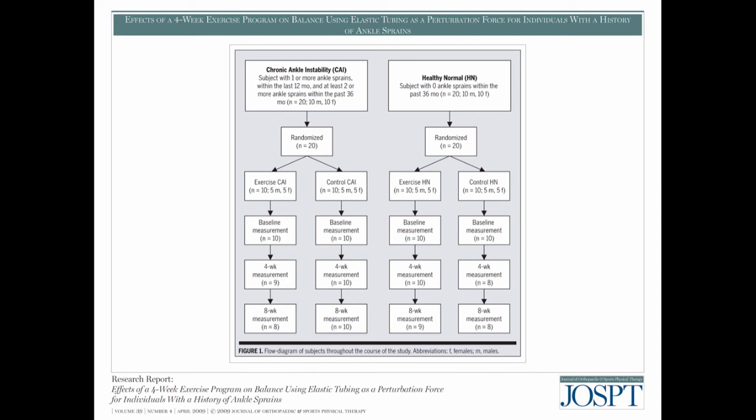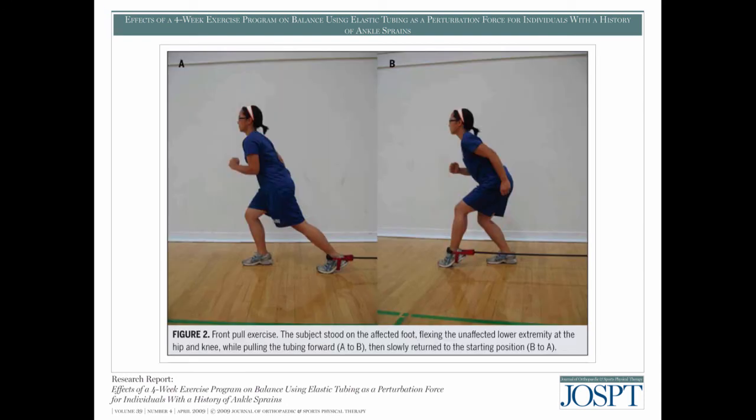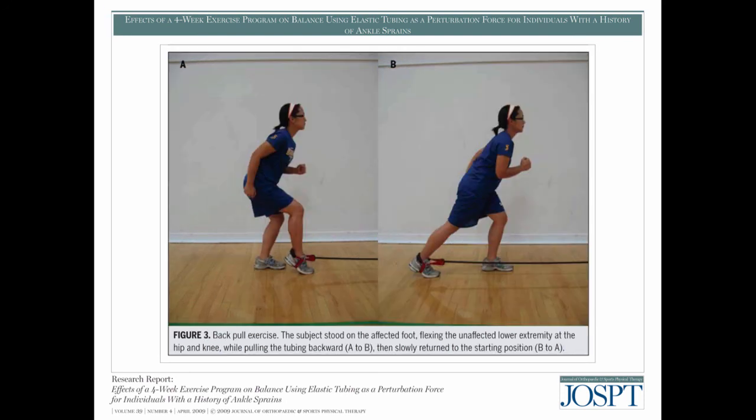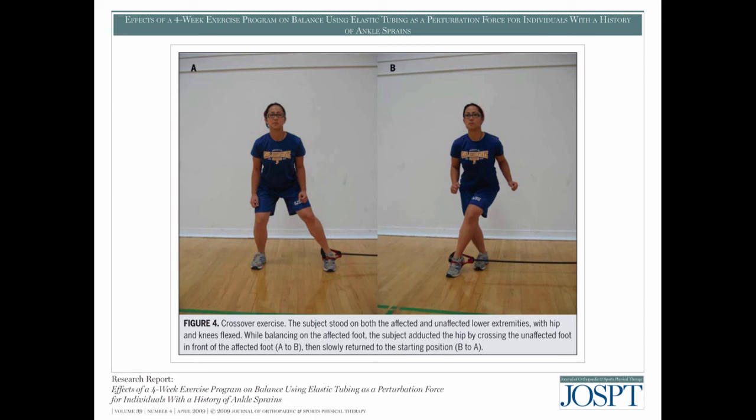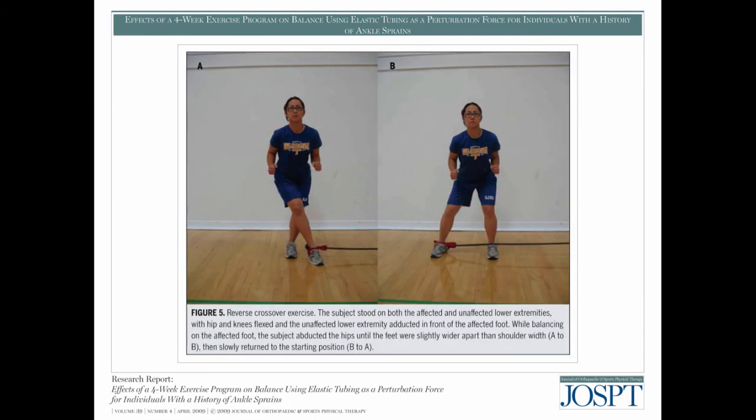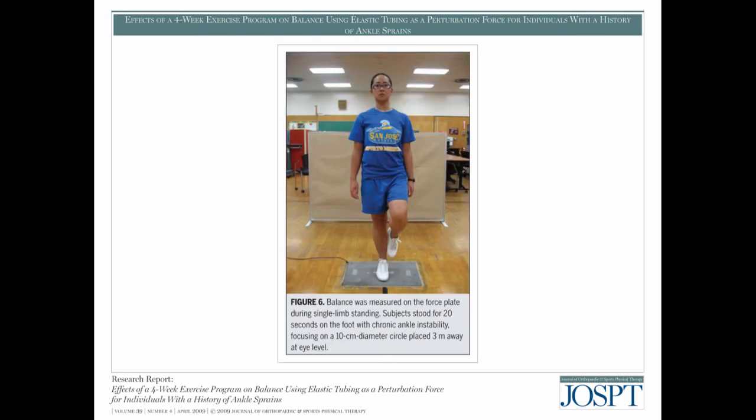Half of them were put in an exercise group, half of them were put in a control group, which did not have exercise. This just gives you an idea of the tubing exercise that they had them do. They did a front pull, also a back pull, and side pulls, pulling in to add adduction and abduction, like a resisted crossover exercise.